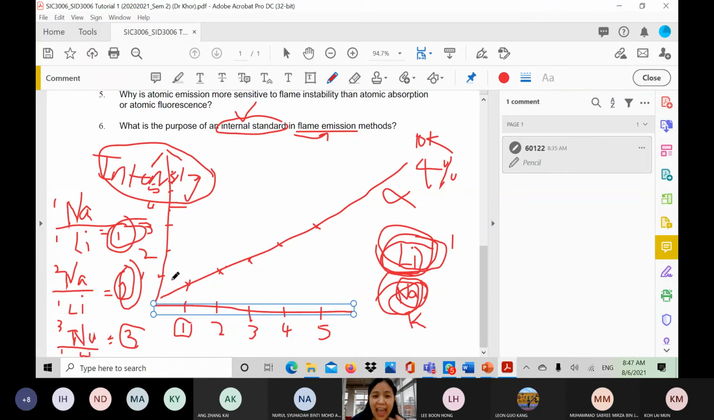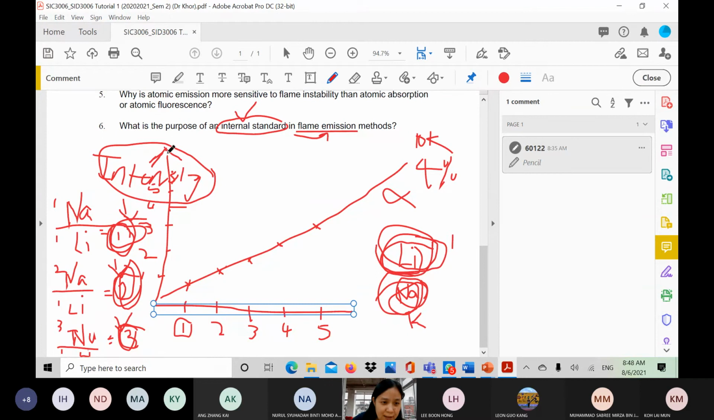So if there is any fluctuation, any environmental change from the flame temperature, aspiration rate or gas flow rate, it won't change this. That is why we have to use the internal standard. Okay? So can this constant change? Can this constant change? The environmental change, no problem.